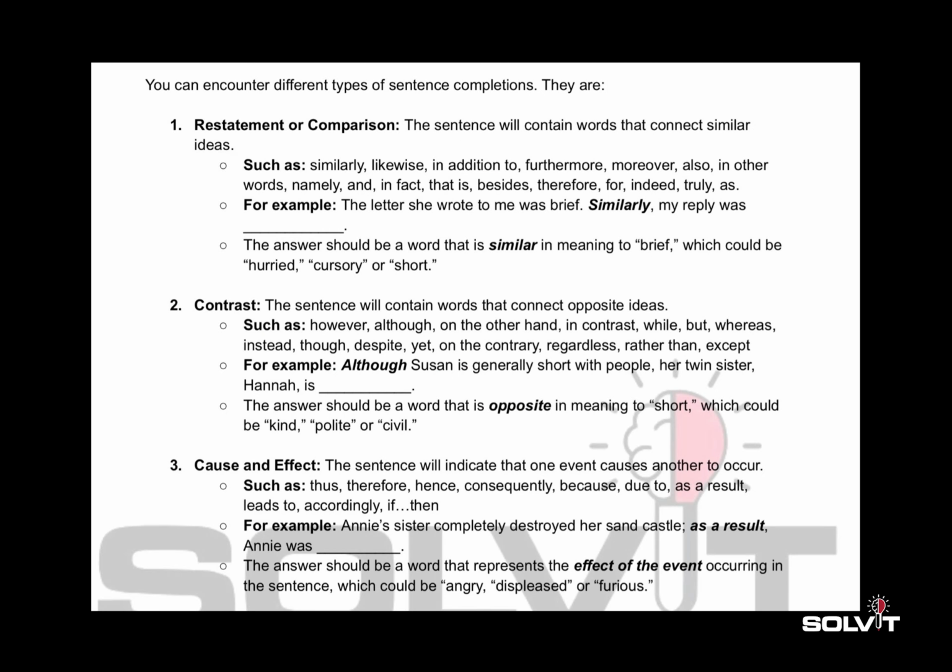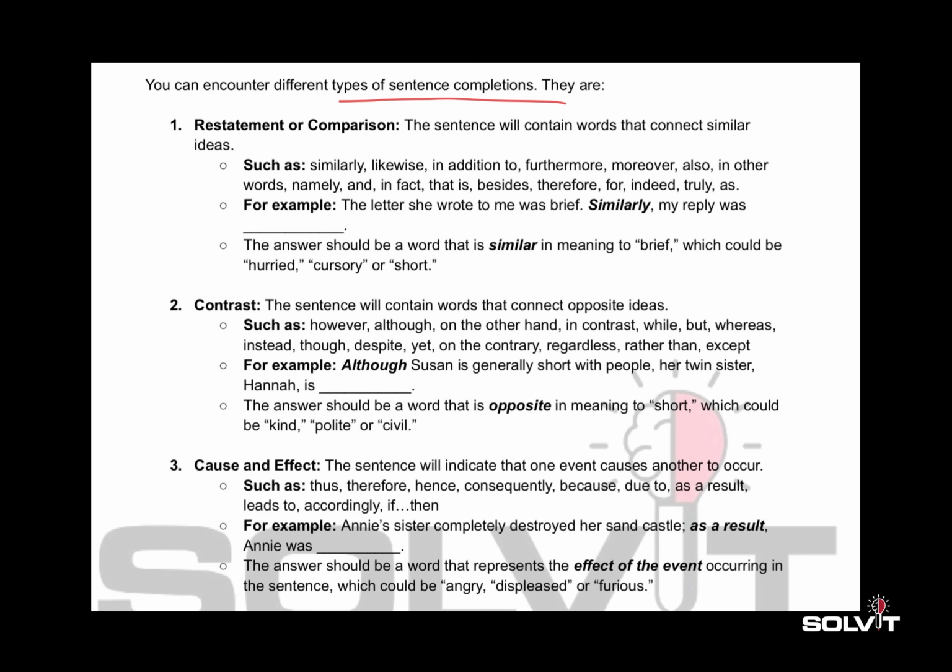So you can encounter different types of sentence completions. Now there are three types of sentence completions that you should know about, that you will come across in your admission test. I went over this in great detail in the previous video, but I'll go over it briefly in this video too. So the first type of sentence is restatement or comparison. Now, what is restatement? When you're restating something, when something has already been stated and you're building upon that idea and stating a similar idea, right?